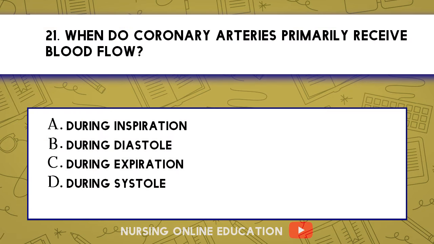21. When do coronary arteries primarily receive blood flow? A. During inspiration. B. During diastole. C. During expiration. D. During systole. The answer is during diastole.